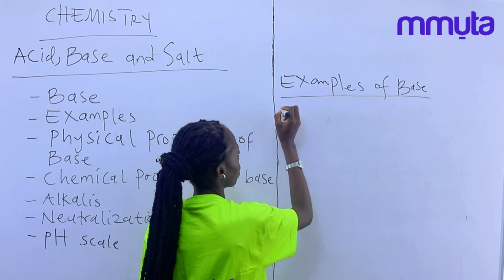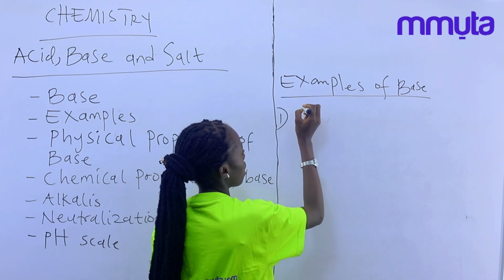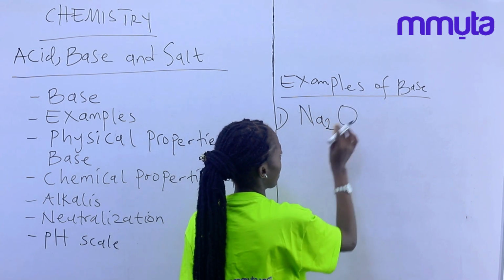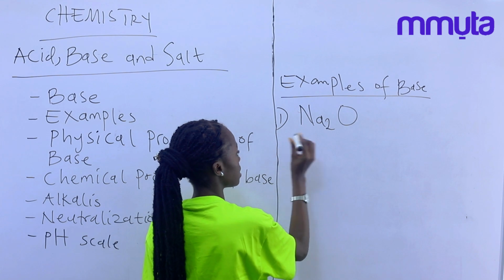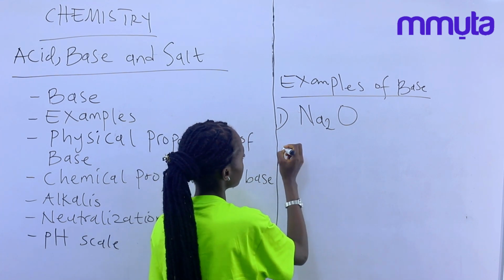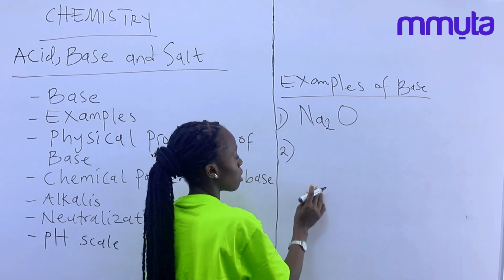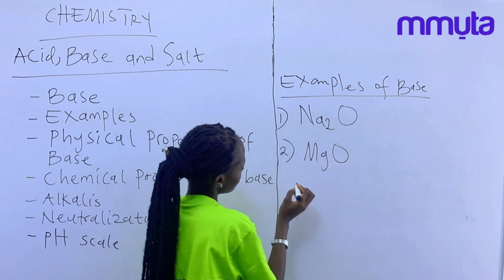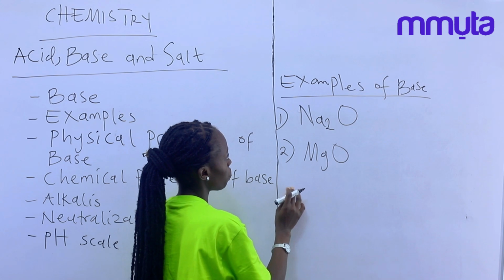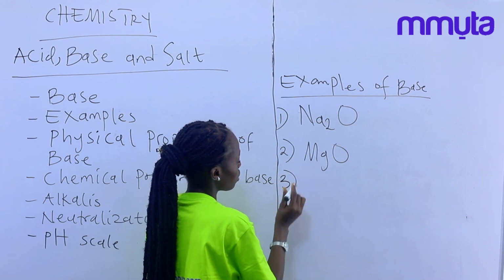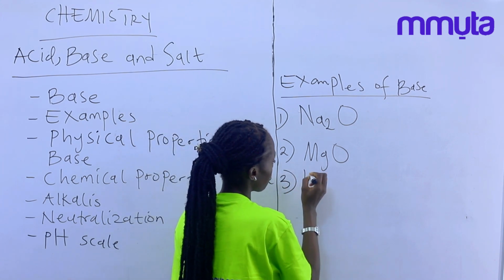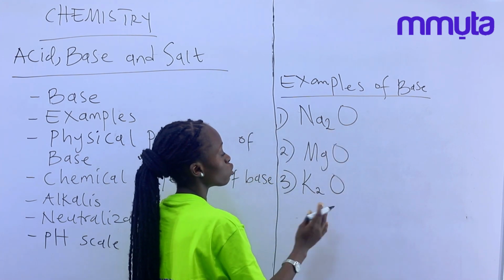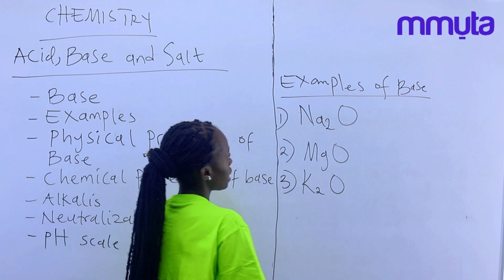Now, some examples of base. The first one here is sodium oxide. This is an example of base. Another example of base, we have magnesium oxide. This is also an example of base. And thirdly, we have potassium oxide. Now, these are all some examples of base.